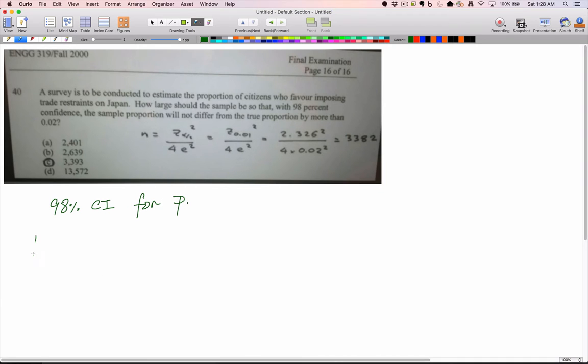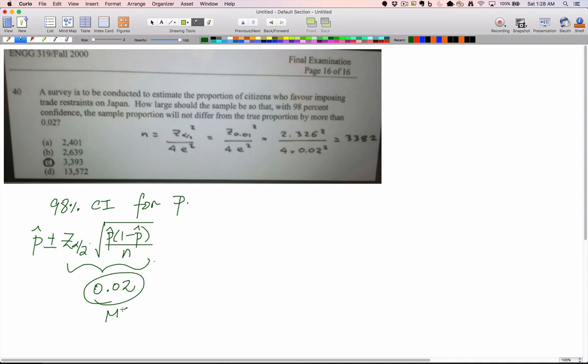So the confidence interval for a proportion is given by p hat plus minus z alpha over 2 times the square root of p hat times 1 minus p hat, all divided by n. And we want our 98% confidence interval, or the margin of error of our confidence interval, to be within 0.02. Okay, so this guy is our margin of error.